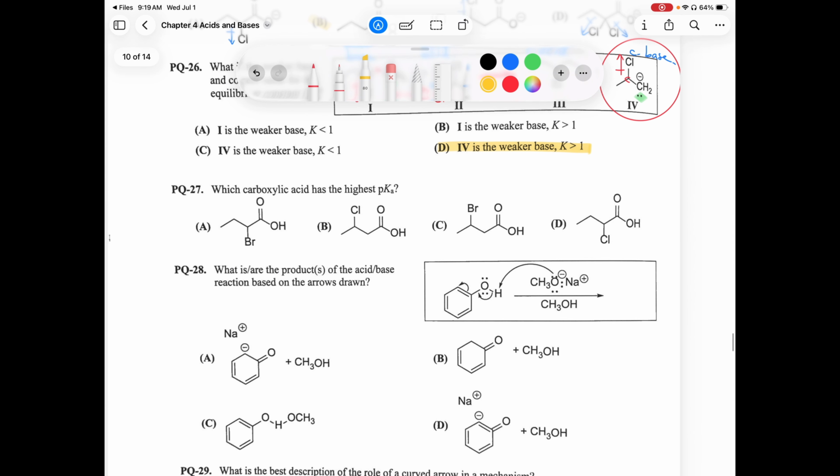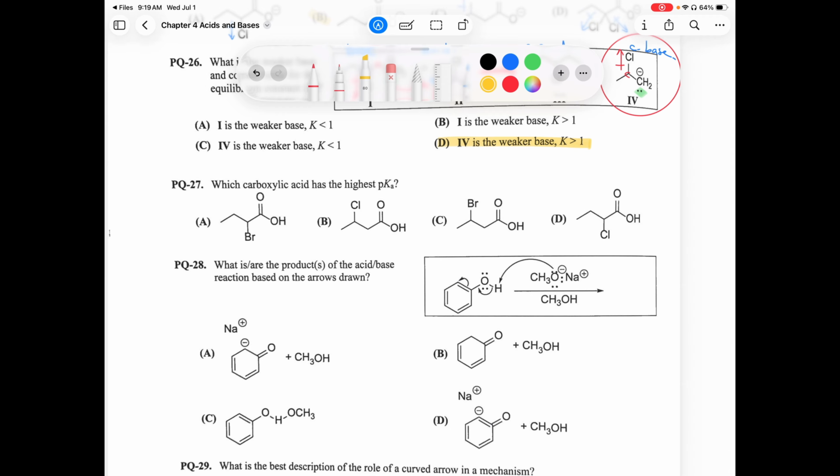Question number 27, which carboxylic acid has the highest pKa? So if we're looking for highest pKa, we're looking for what? The weakest acid. And you notice that each one of these has an electron withdrawing group. Here we've got a bromine, here we've got a bromine, here we've got a chlorine, and here we've got a chlorine. Well, which one of these has a greater inductive effect? Is it going to be the bromine or the chlorine? Well, chlorine is more electronegative than bromine, because you remember the halogens come in the order fluorine, chlorine, bromine, and iodine, and electronegativity increases going up.